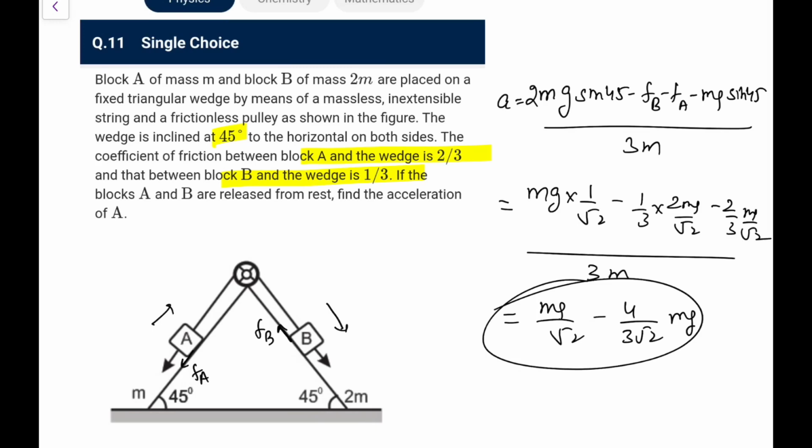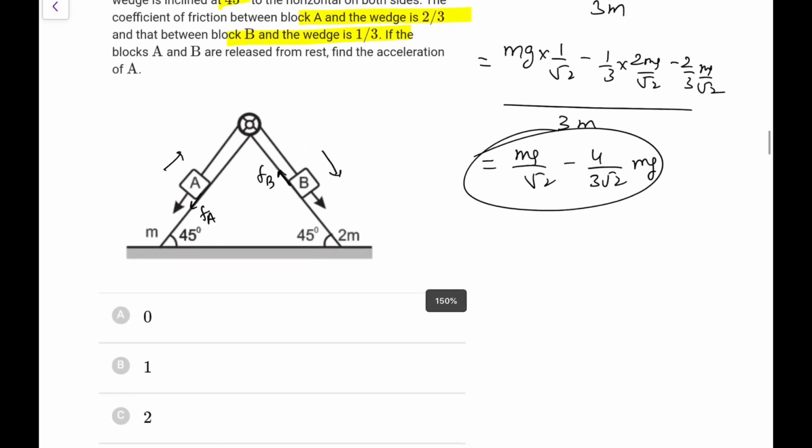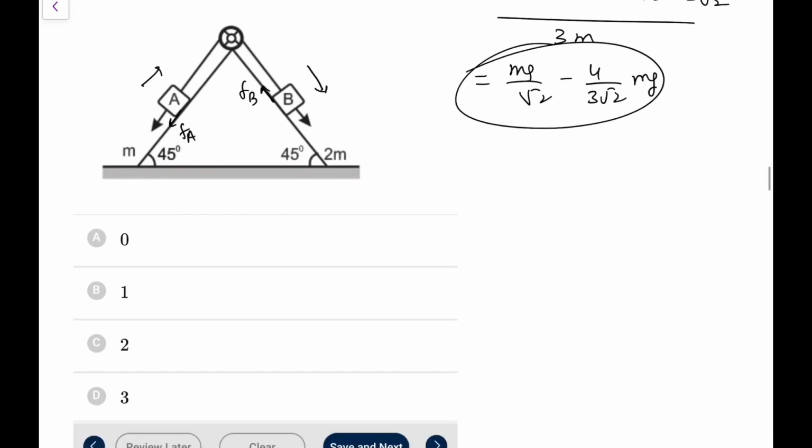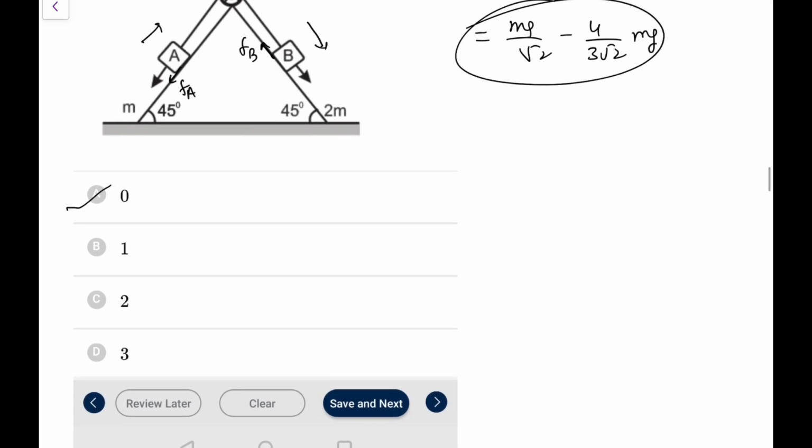I need to check before, but I can check from the data. That means the friction is sufficient. If you calculate Fa plus Fb, it is coming greater than the difference of the mass forces, mg sin thetas. So the acceleration of both will be 0. Directly you can go for this, it will be 0.